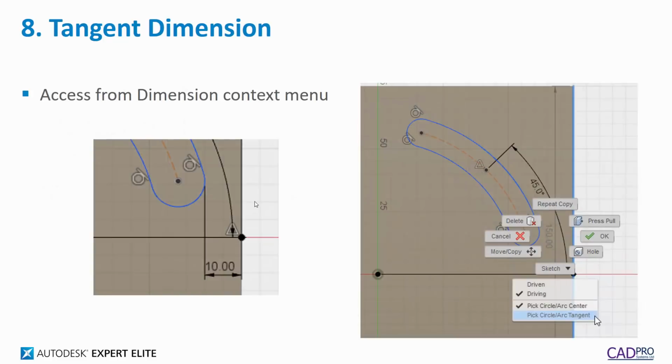Tangent dimension, also another really useful feature that they added recently. It was very welcome. They've buried the option for it in the context menu, which is kind of annoying, but that's why I'm telling you, I've got to put it in a tip. So yeah, with the dimension command active, you just right click and turn on the tangent option.